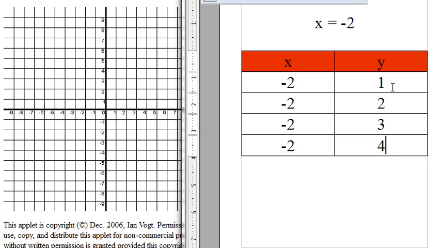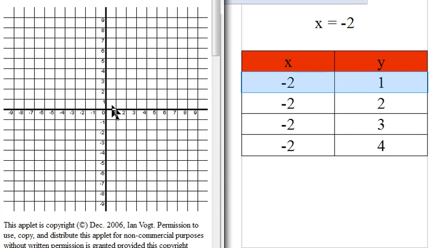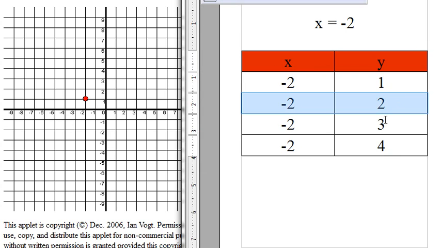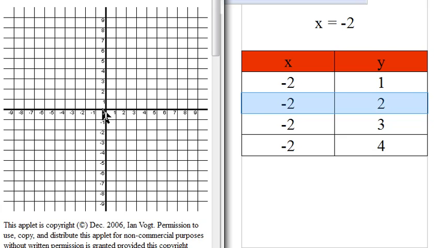So now going from here, this is the point -2, 1 on the graph. Let's see. -2 is going to be left 2. 1 is going to be up 1. So we go left 2, up 1. This is the point -2, 1. This next point, -2, 2. Oops. Here's -2, 1 right there. -2, 2 is going to be right here, directly above it. -2, 3 is going to be over 2, up 3, right there. -2, 4 is going to be left 2, up 4.